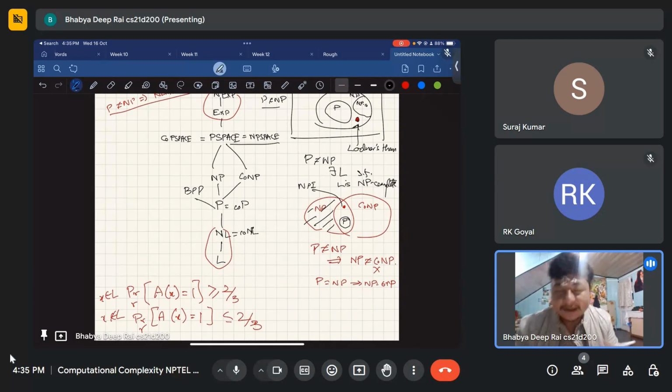And BPP trivially contains P. Question is, does BPP contain NP, or is BPP contained in NP? Well, it is believed that BPP does not contain NP. People say that BPP is close to P. That is, randomness can be completely removed at almost no expense of time. And this is what is called de-randomization.